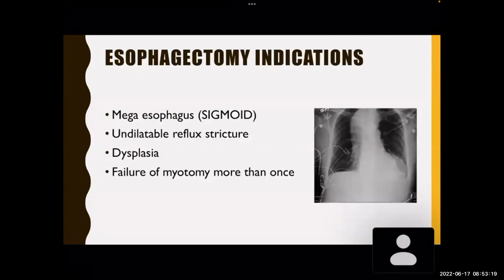So esophagectomy indications. Esophagectomy is a last resort. If the patient is also associated with a megaesophagus, or there is an undilatable reflux-induced stricture, or severe dysplasia, or failure of myotomy more than once, then we can go for esophagectomy, where we cut a part of the esophagus.